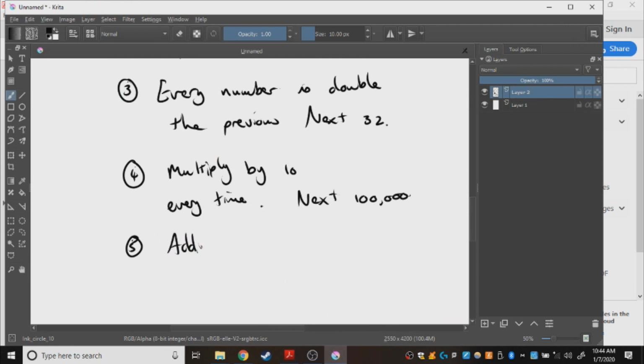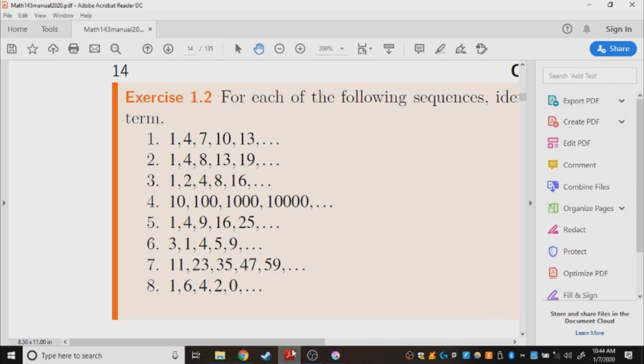Adding, increasing odd numbers. Does that make sense? And our next one is therefore, so that was the part that you should say. 36.